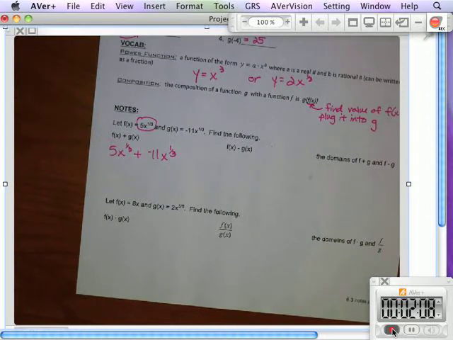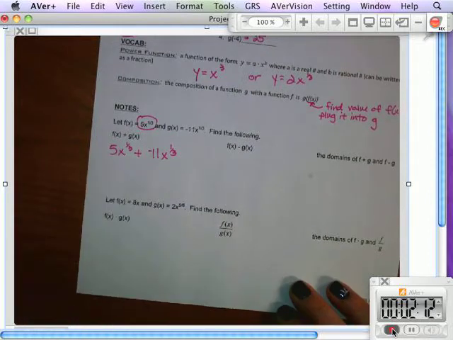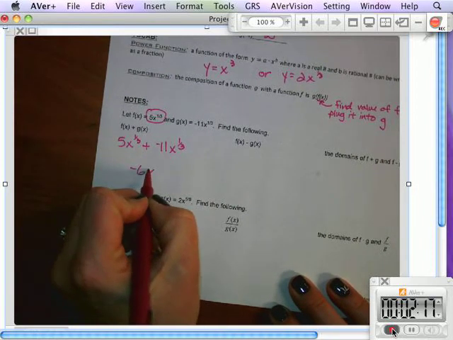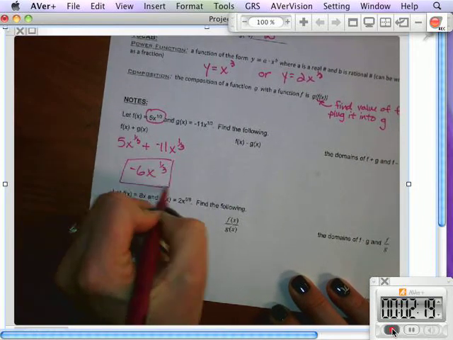Are we done yet? No, because we can combine those because they're like terms. So how many do we have altogether of x to the 1/3? 6. Yep. And that's it. That's all you can do.